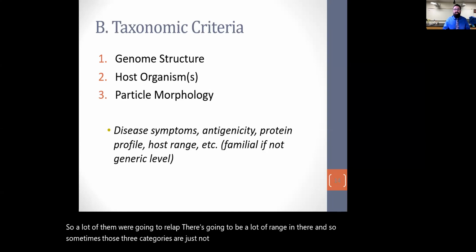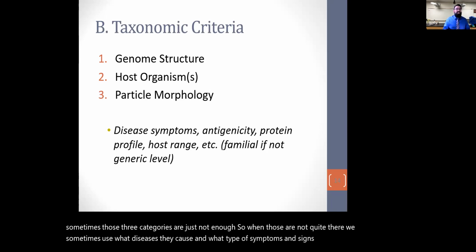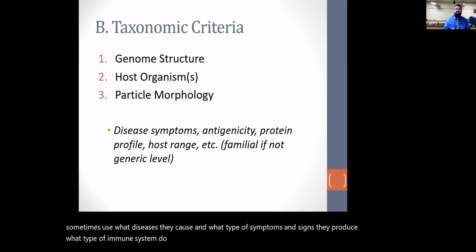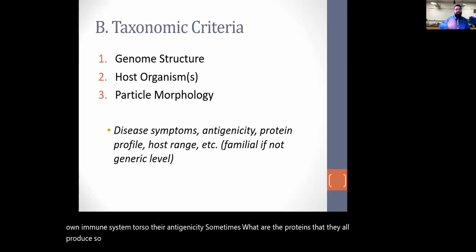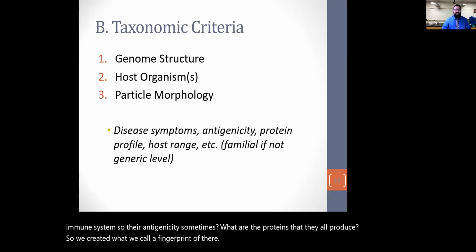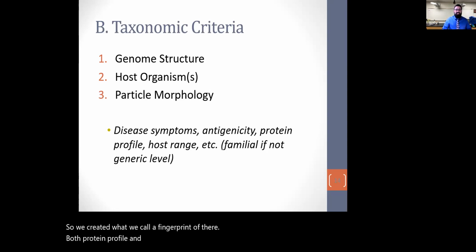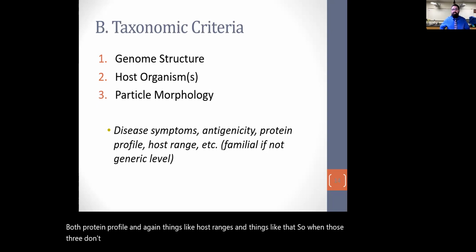So when those are not quite there, we sometimes use what disease they cause and what type of symptoms and signs they produce. What type of response do they kick in from our own immune system? So their antigenicity. Sometimes what are the proteins that they all produce? So we create what we call a fingerprint of their protein profile. And again, things like host ranges and things like that. So when those three don't quite work, we start using some other subcategories.